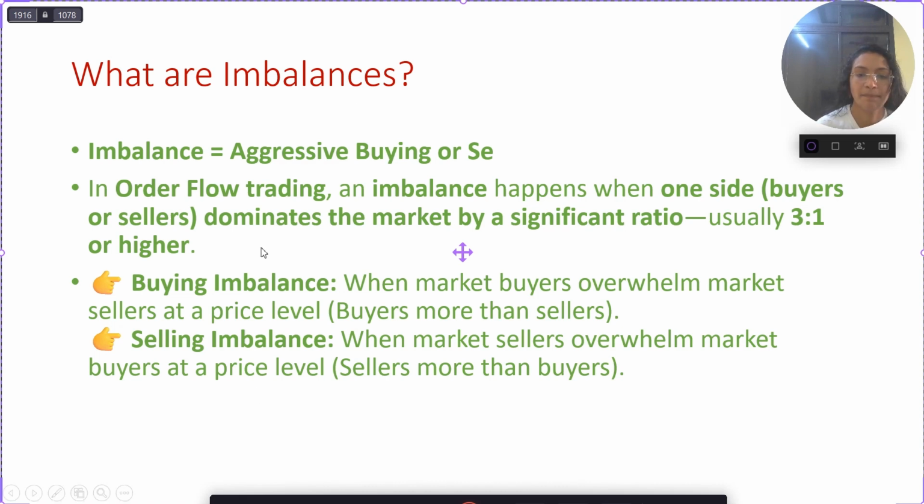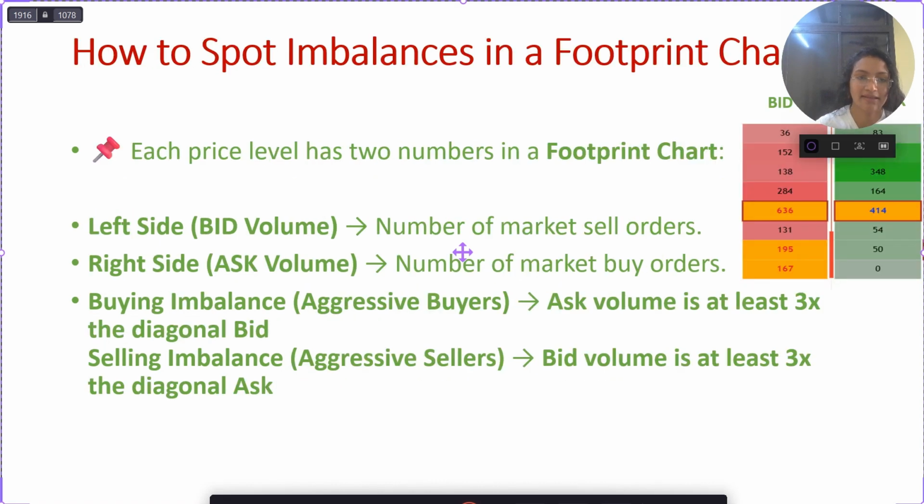Okay, buying imbalance. Buyers are more than sellers. This is called buying imbalance. Selling imbalance: the name itself says sellers are more than buyers, with the ratio of 3:1 or higher. To explain this even more simply, for every buyer you have 3 or more than 3 sellers. So this is called imbalance.